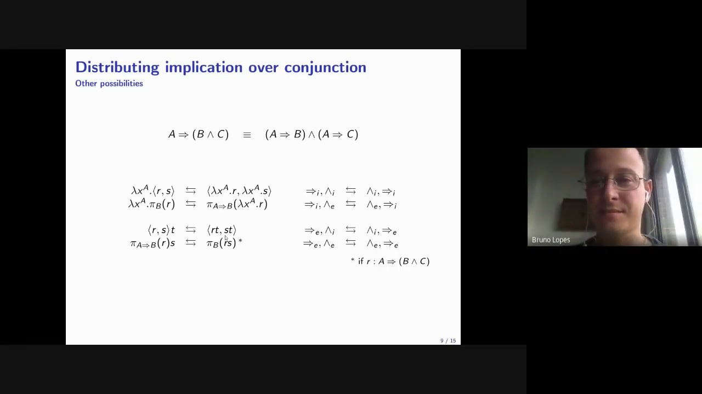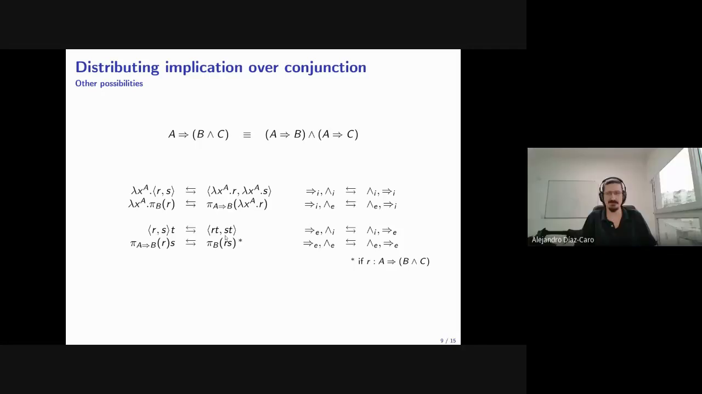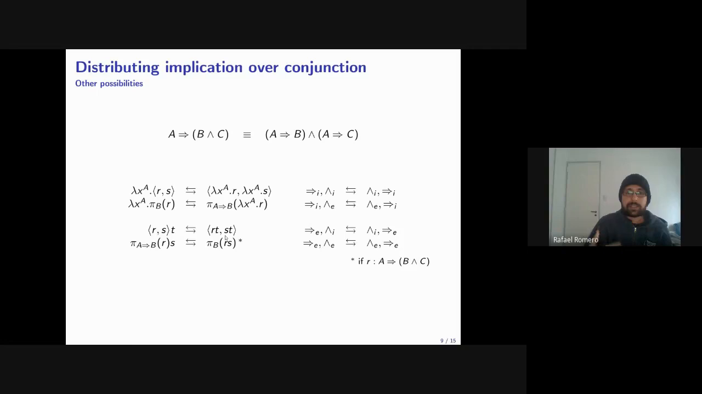So, any other question? Rafael? Well, hello again. You mentioned that you couldn't add all the isomorphism equivalents because you would break the system. So how did you choose which to add and which to leave behind? And does adding different rules give you something equivalent? Does it preserve the same properties?